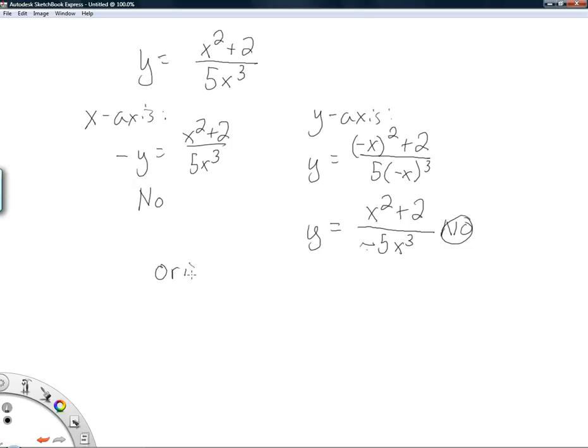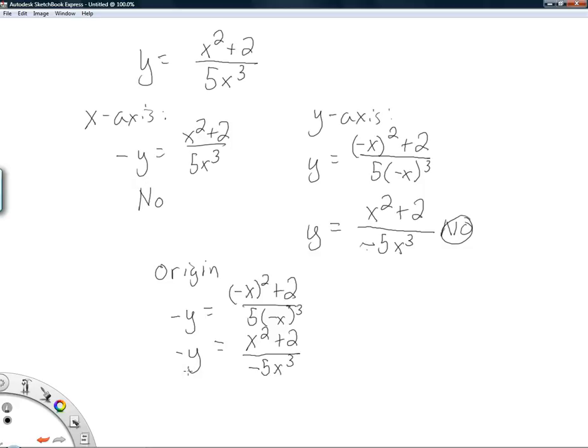Let's look at origin, kind of the confusing part. This time when you plug in the opposite of y and the opposite of x, let's look at what happens here. We still have the opposite of y, x squared plus 2, and we still have negative 5x cubed. Many people will declare, okay, it doesn't look the same. 5 went to negative 5, y went to negative y, not the same. But you would be wrong.